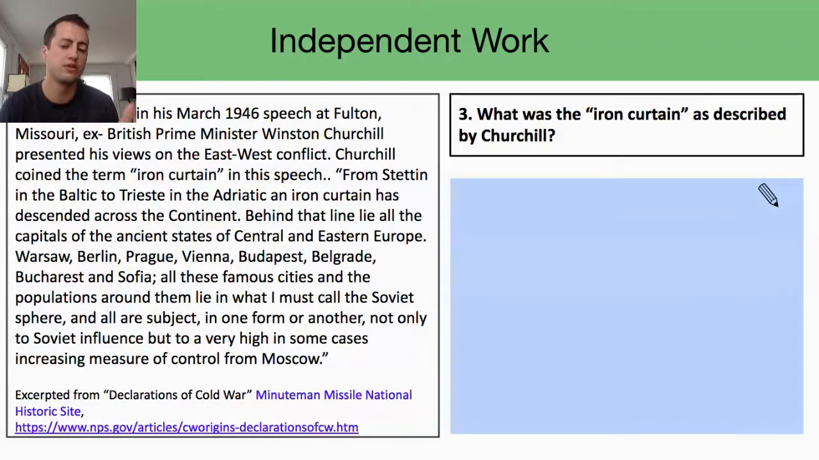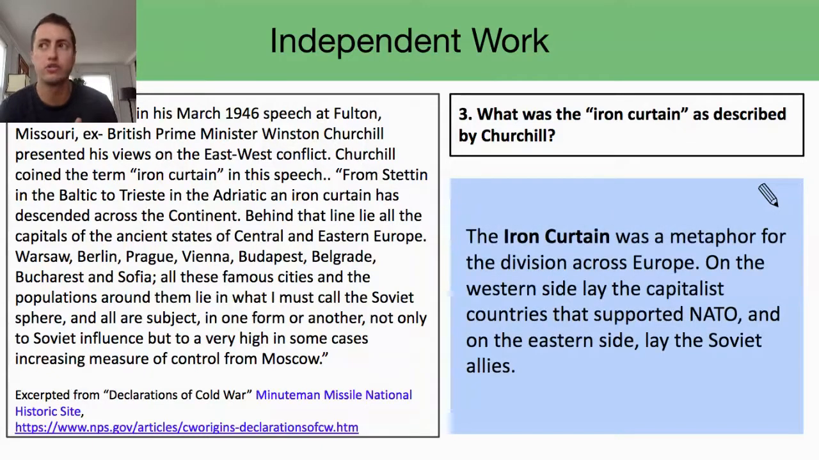For text three, which again is a continuation of the same document as the previous two, the question is, what was the Iron Curtain as described by Churchill? Iron Curtain is another one of those big vocabulary words for the Cold War. And the Iron Curtain was a metaphor for the division across Europe. On the western side lay the capitalist countries that supported the US and NATO, and on the eastern side lay the Soviet allies, or the Soviet Union, or the Warsaw Pact.